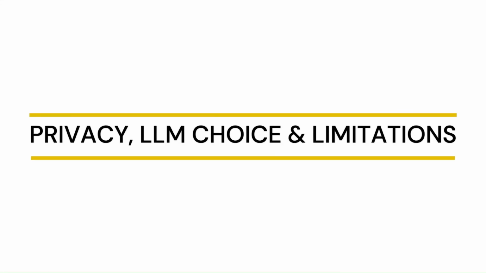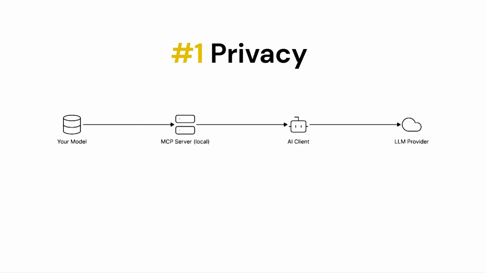Before we wrap up, let's talk about privacy and a few limitations you should be aware of. First, privacy. The server runs locally and uses your existing credentials, so it doesn't bypass any Power BI security. But the metadata it reads, like table names, column names, even query results, does get sent to your AI client, and from there to whatever LLM provider you're using. So just be mindful of what metadata you are comfortable sharing with an AI provider.